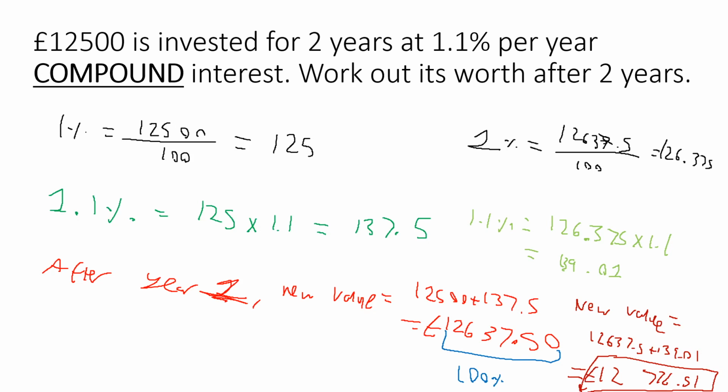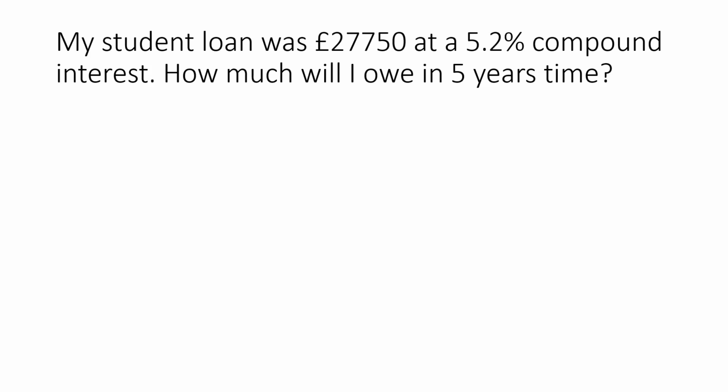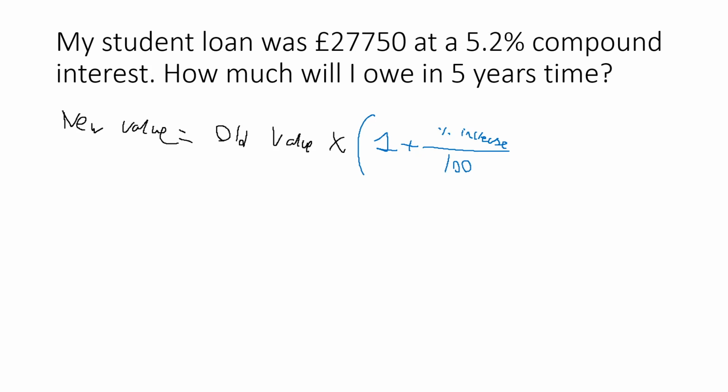Now I know what you're thinking, that's a lot of steps. Like, my student loan was £27,750 at 5.2% compound interest. How much will I owe in 5 years' time? I'm not going to do that 5 times, am I? And we don't have to, because all we need to do is remember this formula. The new value is simply going to be the old value times 1 plus percentage increase over 100, all to the power of the number of years.